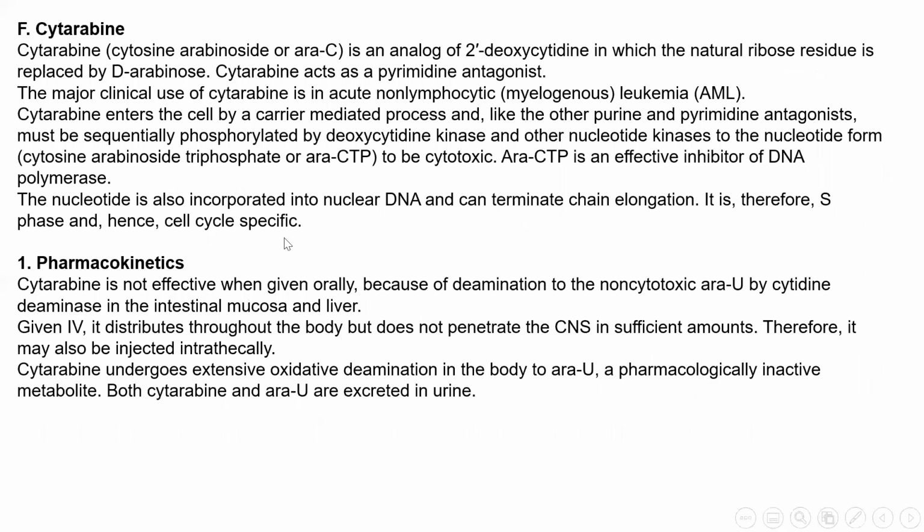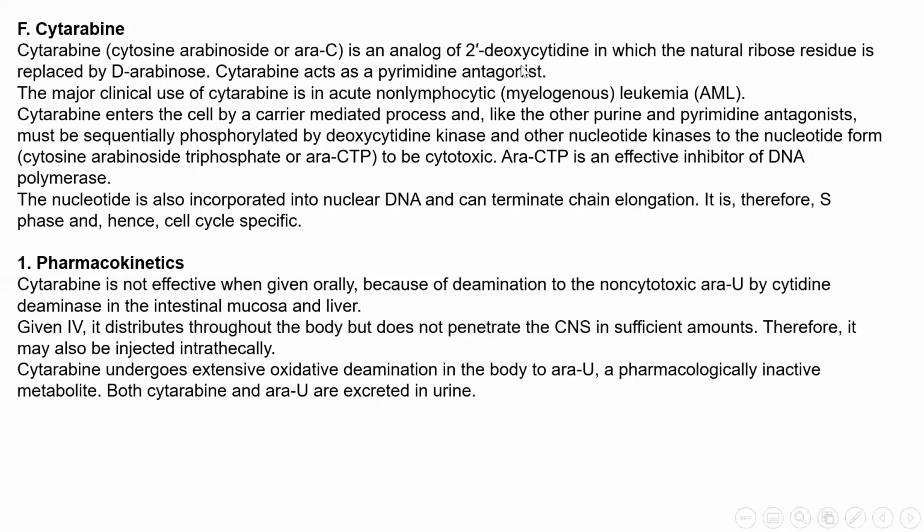Then we have cytarabine. And cytarabine is an analog of 2-deoxycytidine, and it is not very important to memorize these chemical structures or what they necessarily mean. What we are talking about here is mainly whether the drug is related to pyrimidine or purine, or what is the exact mechanism of each drug. So it is important to focus on this more than on the chemical structures.